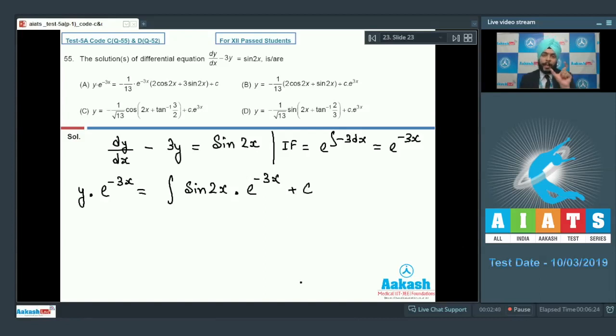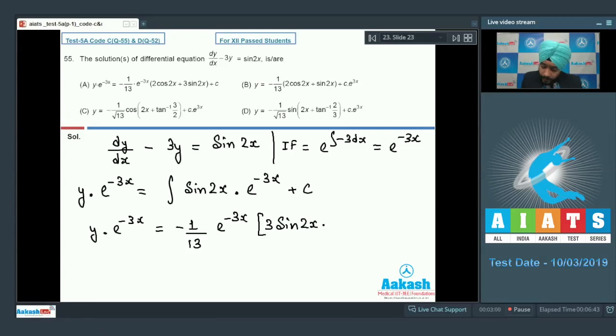On the right hand side, when we are going to solve the integral, we know that we have to apply integration by parts twice. The final answer will be y into e raised to the power minus 3x is equal to minus 1 upon 13 e raised to the power minus 3x into 3 sine 2x plus 2 cos 2x plus constant of integration. Students, clearly we have option number A as the correct choice.